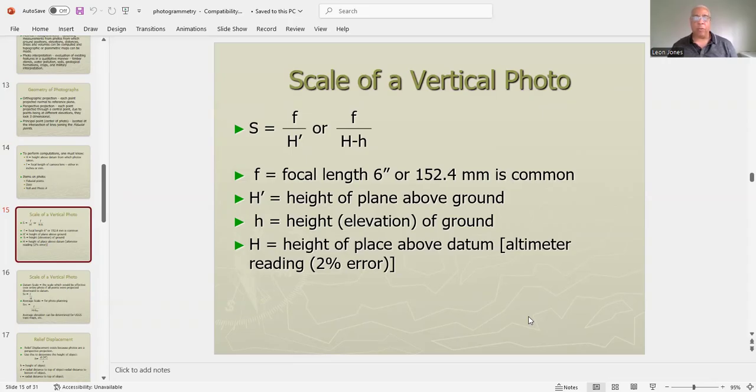F equals focal length; 6 inches or 152.4 millimeters is common. H prime, uppercase H prime, is the height of the plane above ground. Lowercase h is the height or the elevation of ground. Uppercase H is also the height of plane above the datum, the altimeter reading, with 2% error.